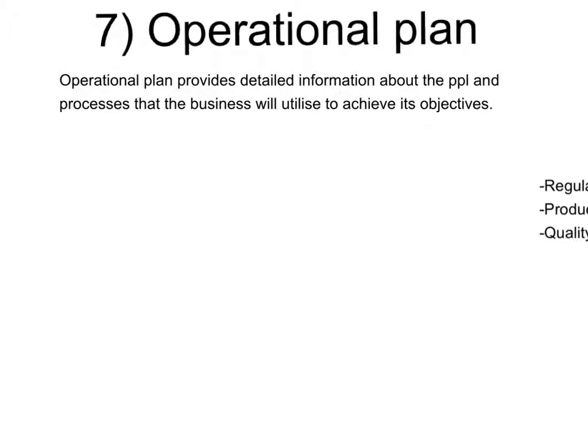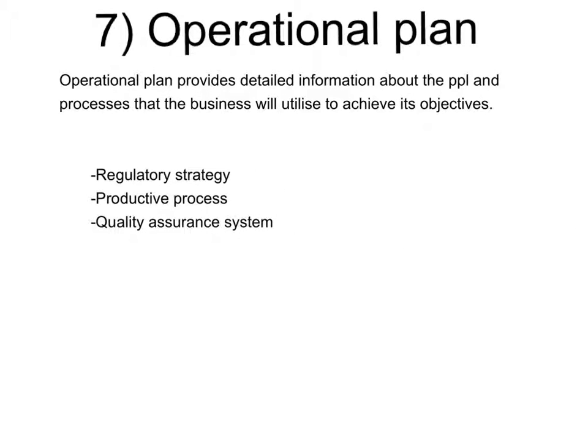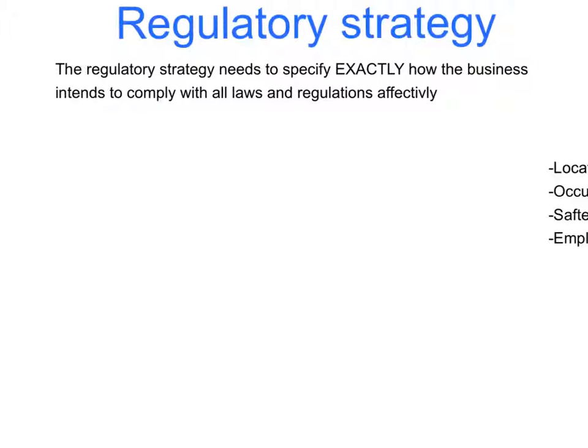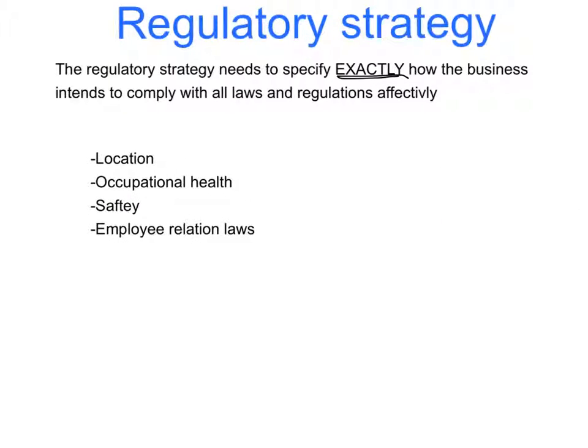Operational plan. Operational plan provides detailed information about the people and processes that the business will utilize to achieve its objectives, which includes regulatory strategy, productive process, and quality assurance system. Regulatory strategy. The regulatory strategy needs to specify exactly how the business intends to comply with all laws and regulations effectively, which includes location, occupational health, safety, and employee relation laws.